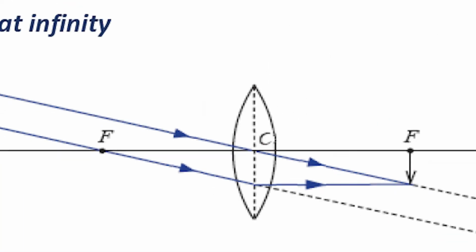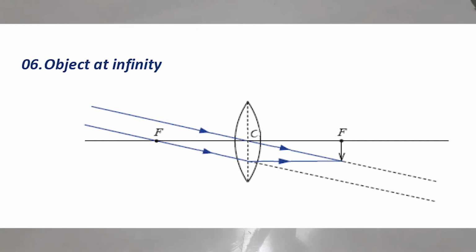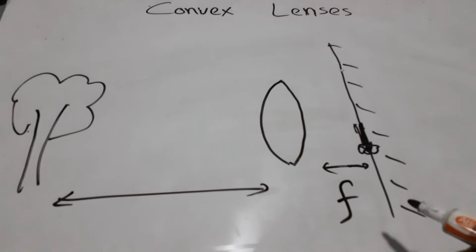Let's move on to the sixth position. If you think of an object which is kept at infinity, the light rays that travel from infinity get refracted by the lens, and the image will form at the focal point on the other side. As you can see, the light rays meet, so we say it is a real image, and also it is inverted. If you can remember the experiment we did earlier to get the focal length, the same thing happens here. The object was the tree, so the image will always be smaller than the object.